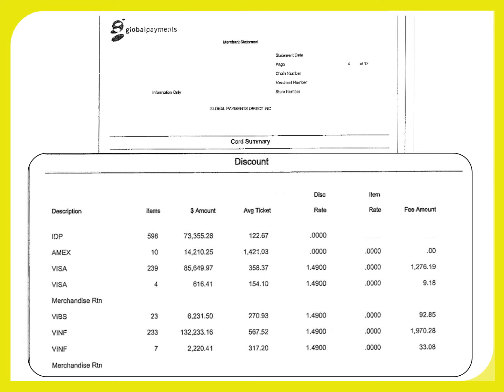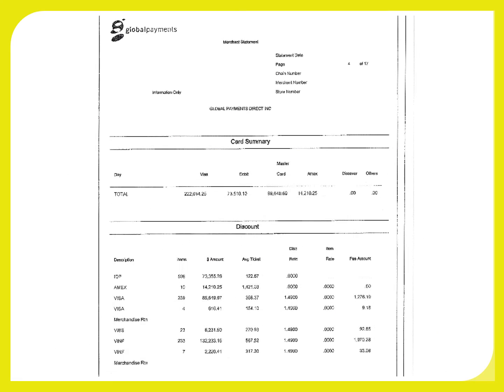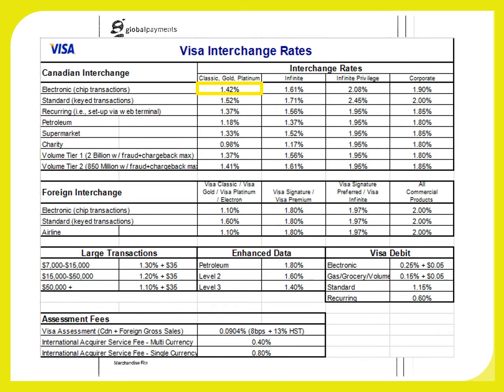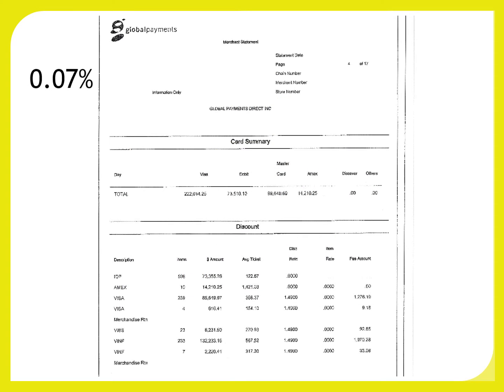In the next section, under Discount, is where you'll see the base rate Global charges for each Visa transaction. Here, it is 1.49%. As you can see on the interchange table, cost is 1.42%, giving you a markup of 0.07% on all Visa transactions. If this number is lower than 1.42% on your statement, it's likely that they've hidden the difference in their assessment fees.